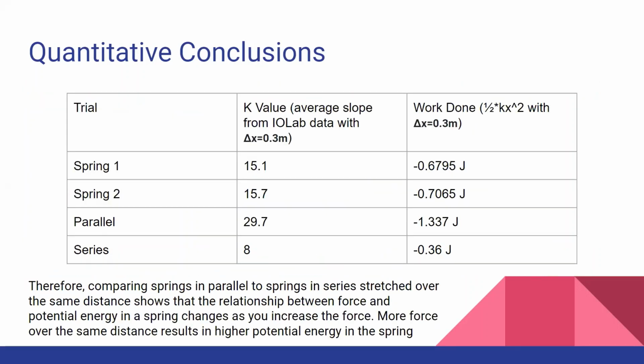In our qualitative conclusions, comparing springs in parallel with springs in series stretched over the same distance shows that the relationship between force and potential energy in a spring changes as you increase the force. More force over the same distance results in a higher potential energy in the spring. And we can see this since parallel springs will have more force. They also have a higher potential energy than springs in series, which require less force to stretch them over the same distance and have a lower potential energy.